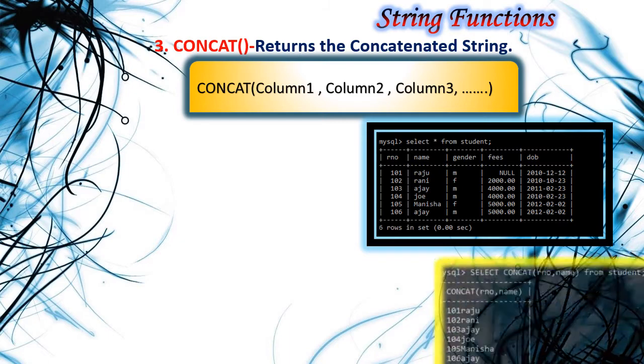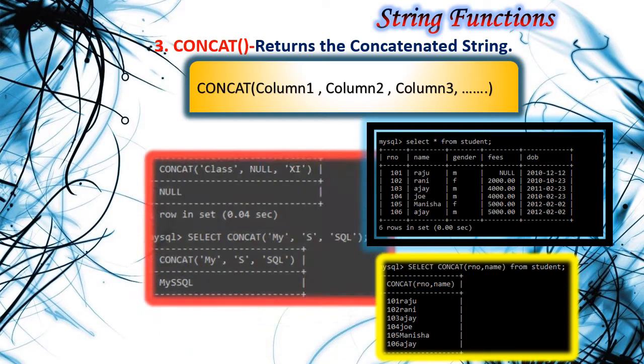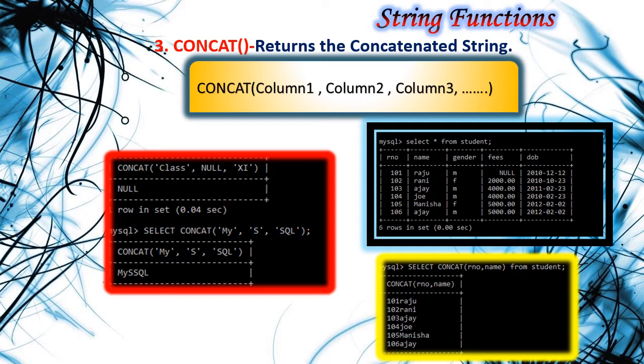See here, student table, and concatenate roll number with the name. So the two column data are combined. And we can use the string also instead of table column name. Concat class, comma, null, comma, again another string, 11th, is given. So because of the null, everything is considered a null value. And next one, example MySQL. So now all the strings are combined and it displays MySQL.